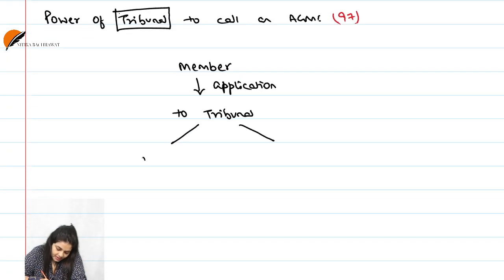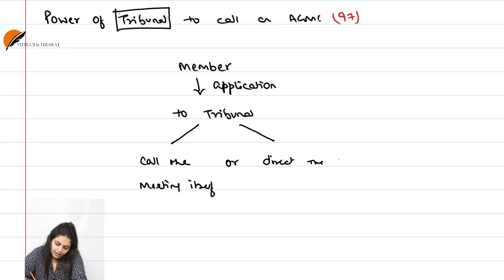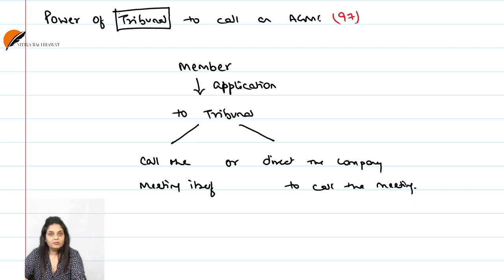either call the meeting itself or direct the company to call the meeting. That means it can pass an order to the company that please call the meeting, or the tribunal can itself call the meeting of the shareholders.